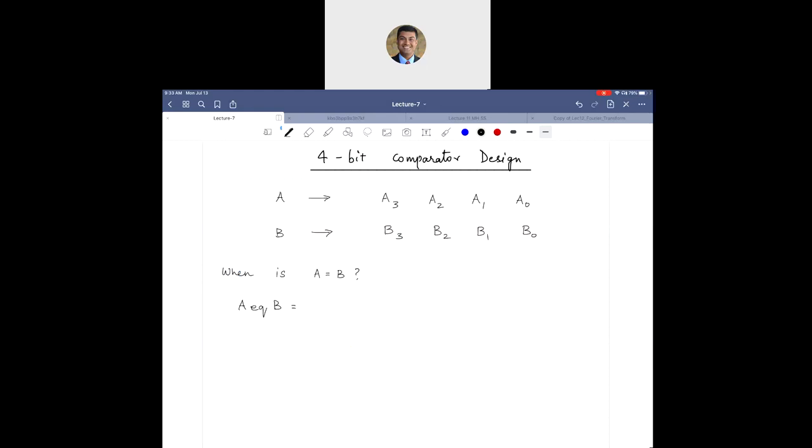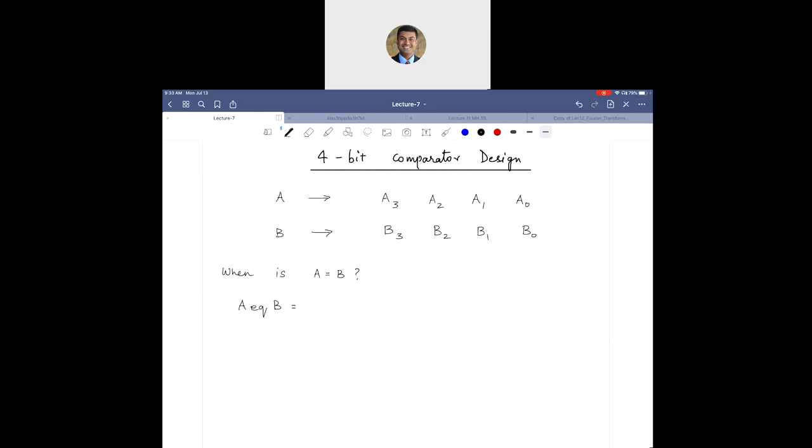So the next thing that I'm going to do is I'm going to try to take you guys through a complete derivation of the 4-bit comparator. For this, I would need you guys to help me out a little bit.